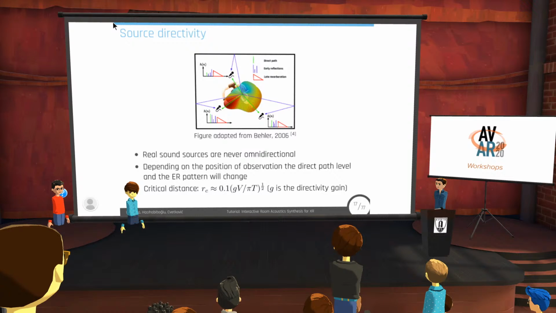In the figure, you can see the actual directivity pattern for a violin, and depending on where you measure the room impulse response, your direct path and the early reflection pattern, as well as the whole perception of room acoustics, is going to change. And one thing to remember, again, about the importance of source directivity is that its effect is so profound that critical distance also changes with directivity gain, and with it, how intelligible a person is within a room with respect to distance.